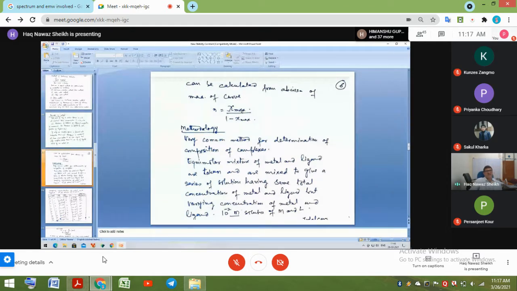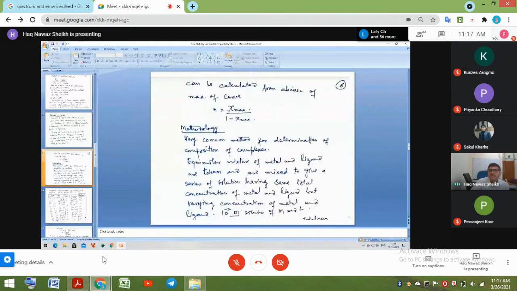What is chi max? Chi max means that particular mole fraction of the ligand at which absorbance is maximum. So on the y-axis you are plotting the absorbance, on the x-axis you are plotting the mole fraction of the ligand. So chi max is that particular mole fraction of the ligand at which the absorbance has maximum value.